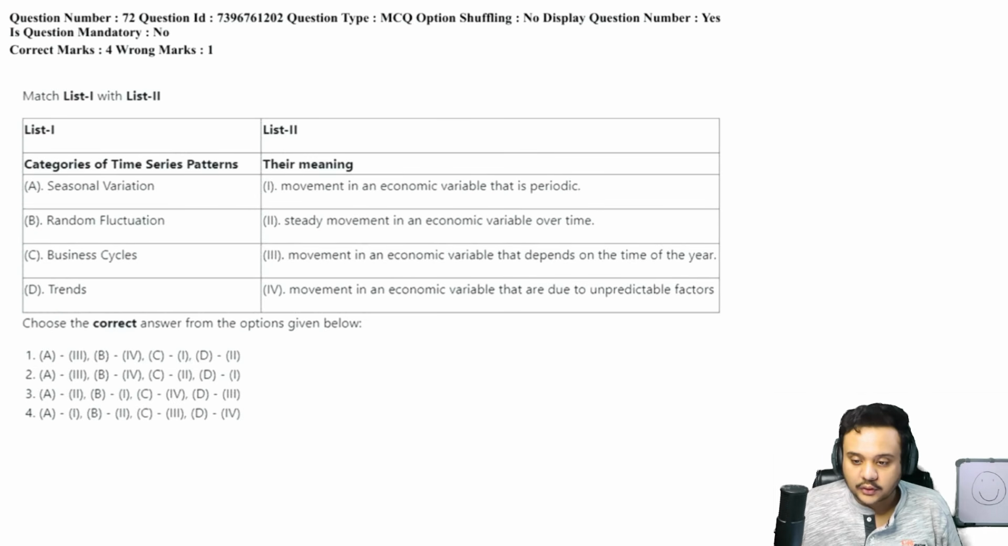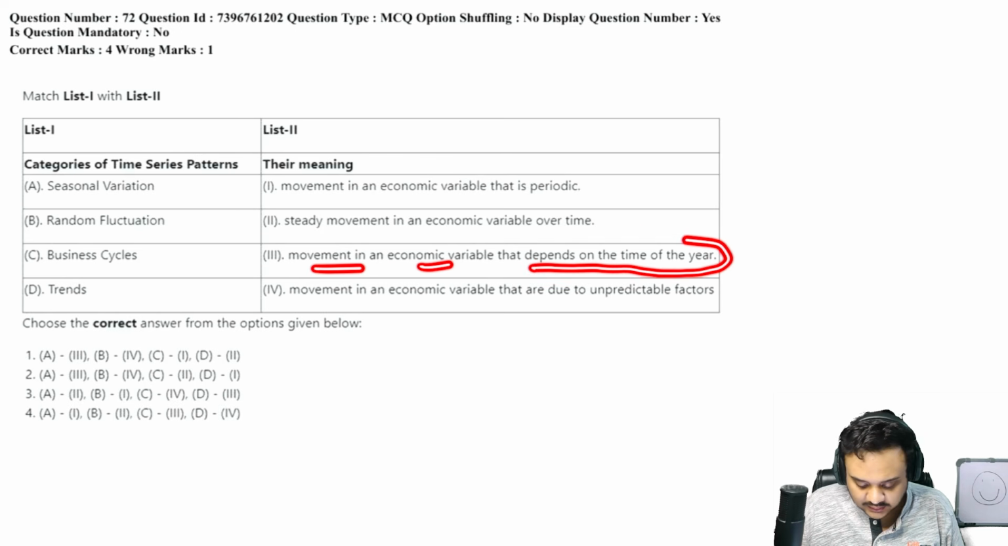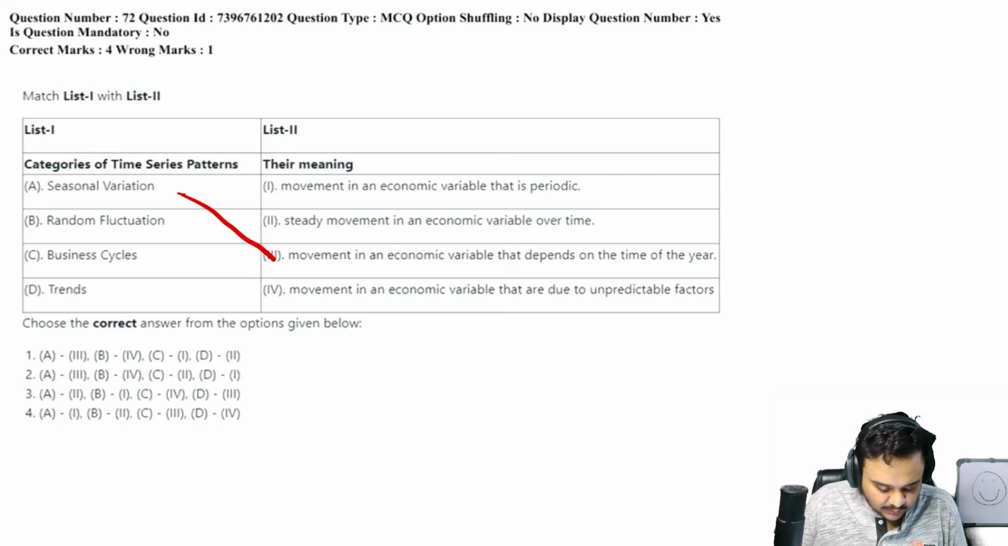Then another match the following. This one is very easy. Seasonal variation. What is it? Just think about it in the context of agriculture, if that helps. It is a movement in an economic variable that depends on the time of the year, just season basically. I mean, it is just some time series patterns. So you match A with 3. So cut this, cut this.